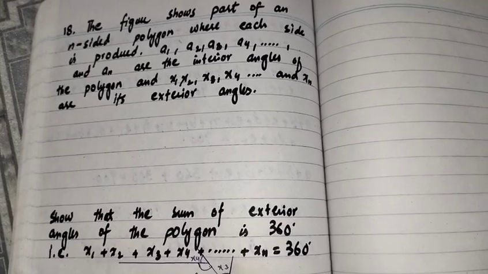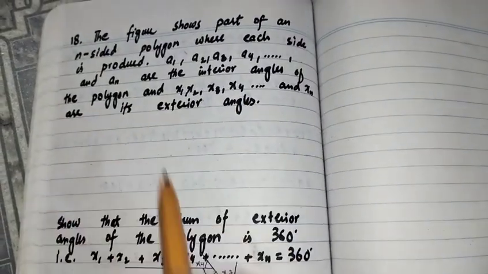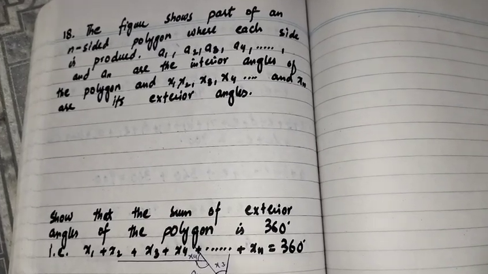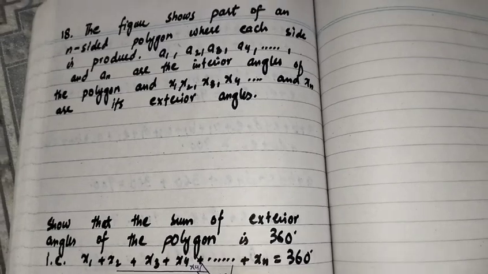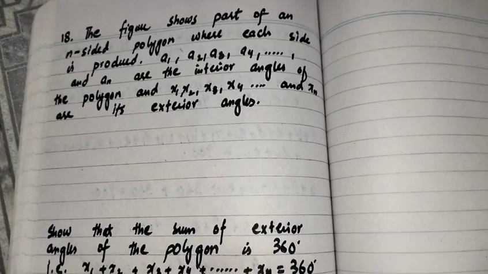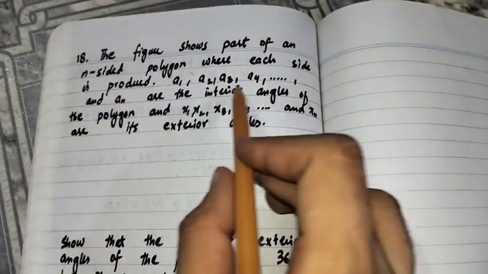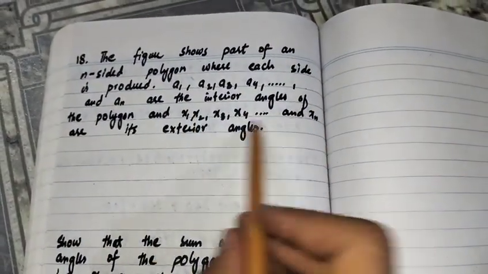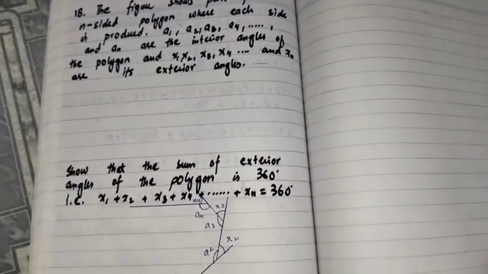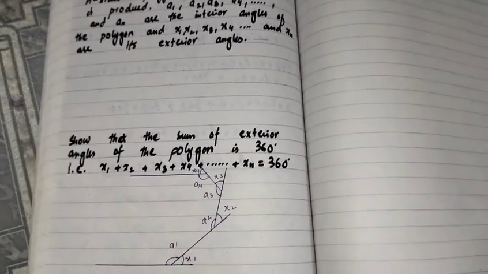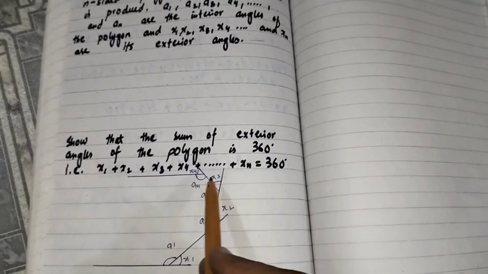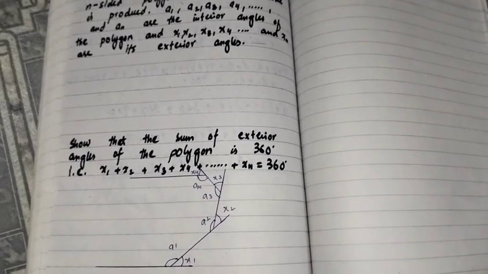Question number 18. The figure shows a part of an n-sided polygon where each side is produced a1, a2, a3, a4 to an, and the interior angles of the polygon are x1, x2, x3, x4 and x5. These a1, a2, a3, a4 are the interior angles of the polygon, and x1, x2, x3, x4 are the exterior angles of the given polygon. We have to show that the sum of the exterior angles of the polygon is 360 degrees. We have to prove it.